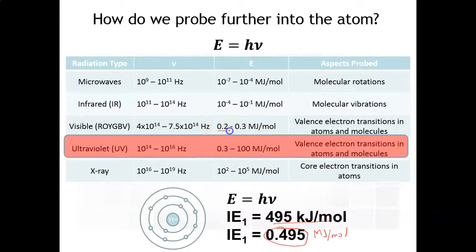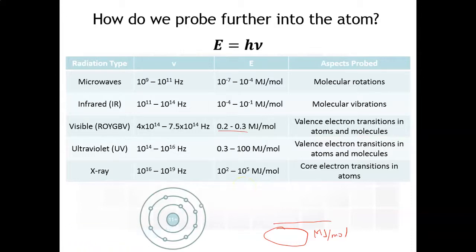Now, if you wanted it to be impacted by visible, that means the energy requirement had to be this. So by calculating the energy, you can figure out which exact type of energy you need in order to cause it to happen, whether you want it to rotate, vibrate, move from one shell to the other, whatever. It's based on the number, and these numbers tell you that.